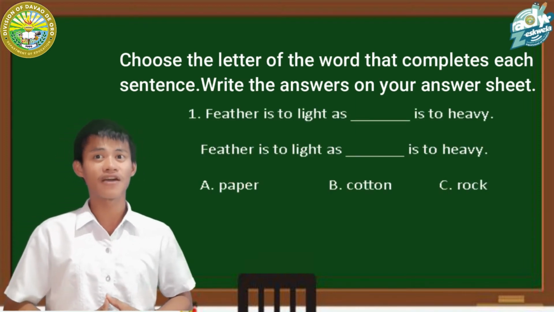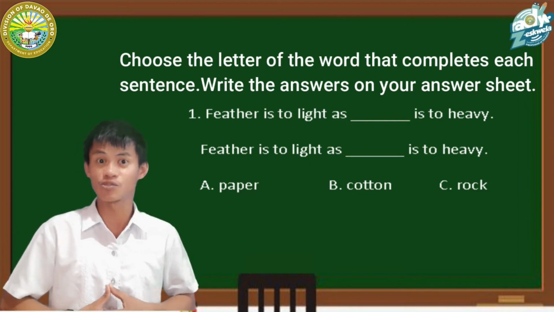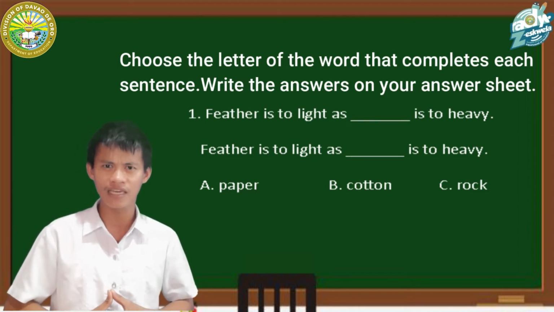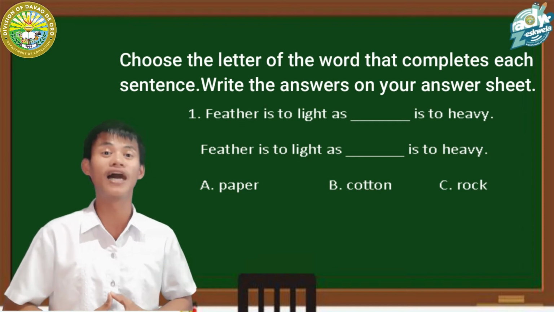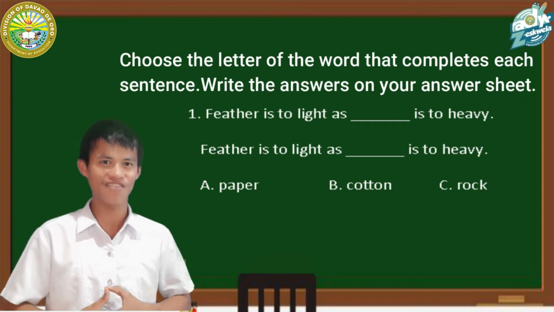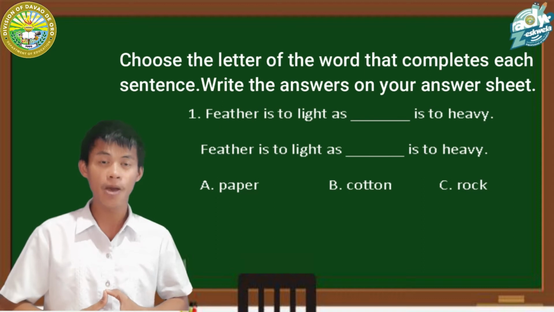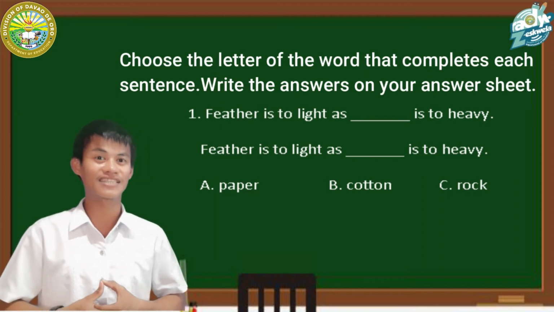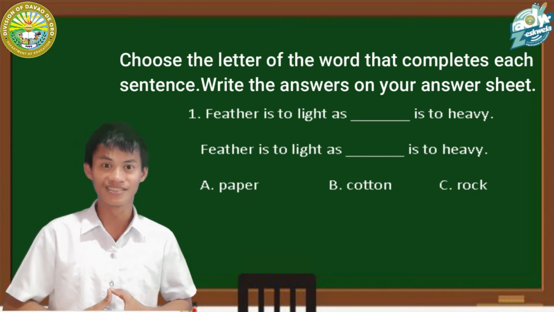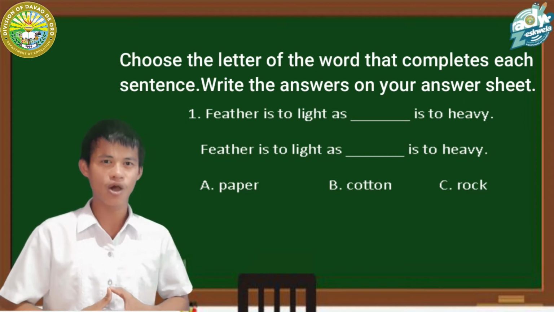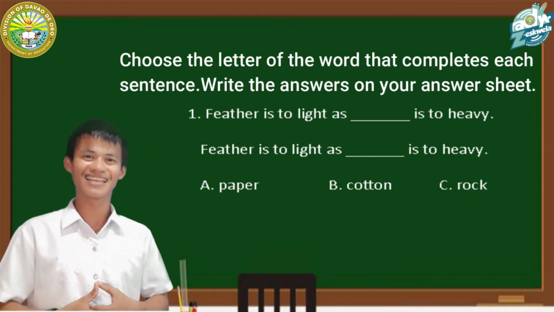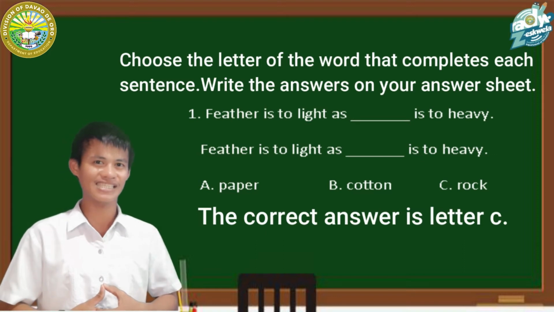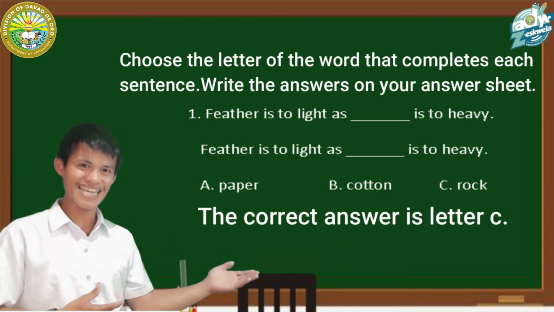Number 1. Feather is too light as blank is too heavy. Letter A, paper. Letter B, cotton. Letter C, rock. The correct answer is letter C.